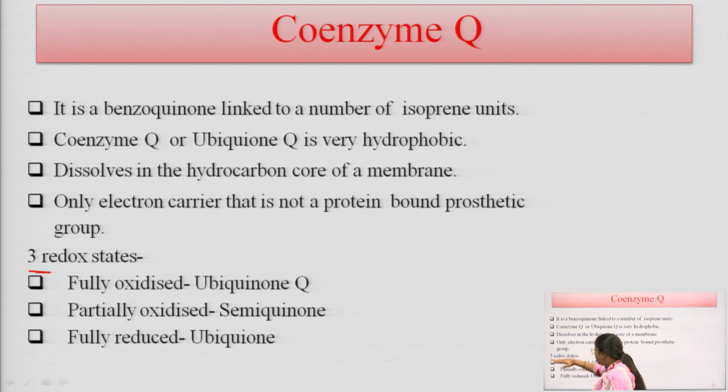They have 3 redox states. The fully oxidized state is ubiquinone Q, which we can also call coenzyme Q. The second is partially oxidized, also known as semiquinone, and the third is fully reduced, known as ubiquinol. So coenzyme Q is a benzoquinone nucleus, hydrophobic in nature and dissolved in the hydrocarbon core of the membrane, where the electron carrier does not have a protein-bound prosthetic group, and it has these 3 redox states.